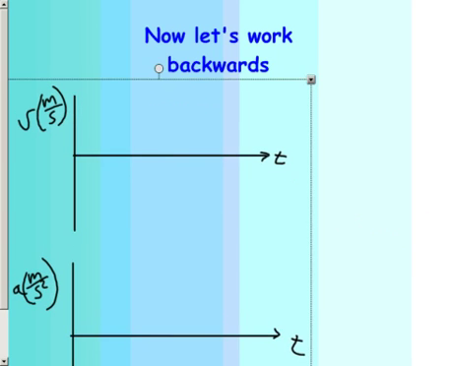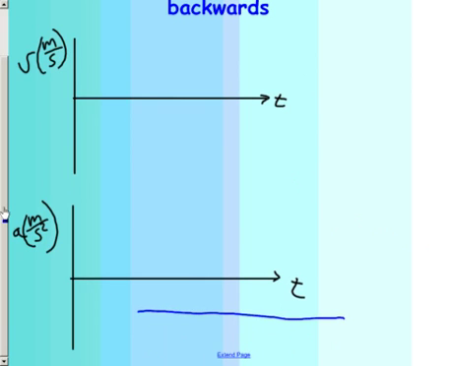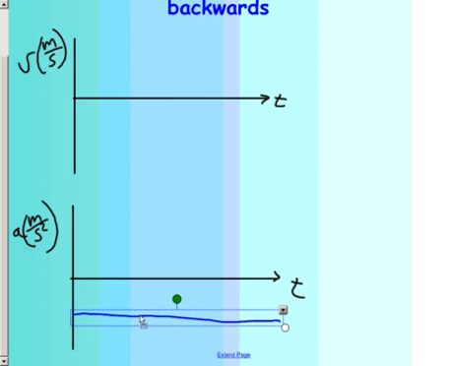Okay, next one. What happens if my slope is negative? Or, I'm sorry, excuse me, my acceleration is negative. Let me move my acceleration over here. My acceleration is negative. Okay, do this one for me.